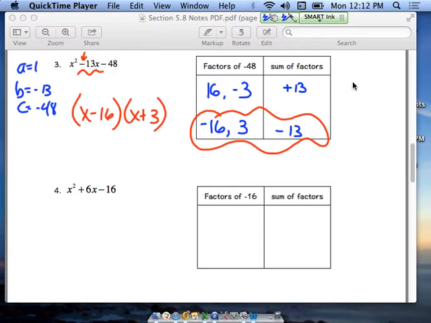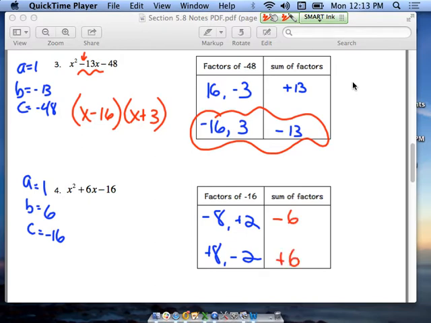And then finally, the last problem, number 4, we'll identify A, B, and C. A is 1, B is 6, C is negative 16. I need factors of negative 16, and when I add them together, I should get positive 6. So if I try negative 8 and positive 2, or positive 8 and negative 2, when I add the first grouping together, I get negative 6. When I add the second pair together, I get positive 6. Go back and look at the quadratic. I need positive 6, so that means that the factors I'm looking for are positive 8 and negative 2.